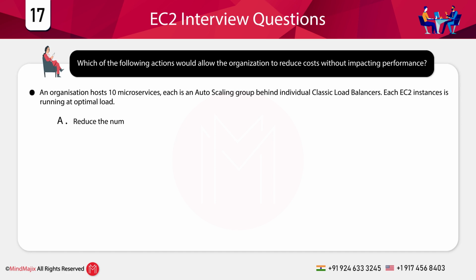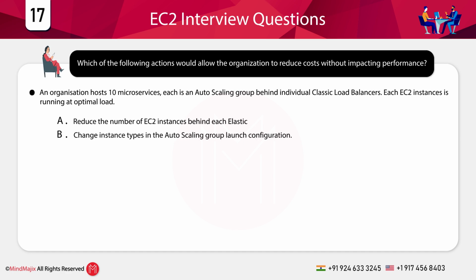Reduce the number of EC2 instances behind each elastic load balancer. Now, if I reduce the number of EC2 instances, it will reduce the cost, but it will impact the performance. Change instance type in auto scaling group launch configuration. Now, instance type is nothing but RAM plus processor. I can do that, but again it will impact the performance.